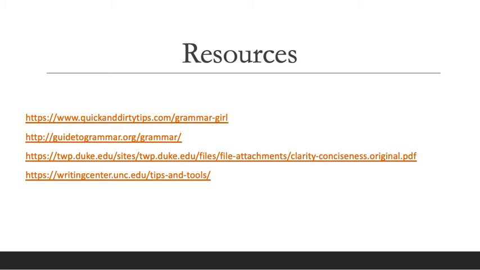The Duke site has a number of handouts related to all aspects of academic writing. There's a link to one about clarity and conciseness, which can be helpful in the revising and editing stages. And the University of North Carolina link will take you to a page of tips and tools, which include flow, revising, word choice, grammar, and style, among others. These are optional, but may be helpful to know as you continue in the program and you're in your own academic writing life. As always, I look forward to reading your work.